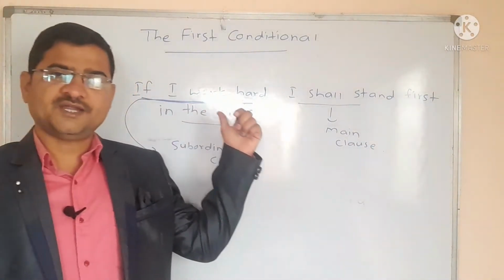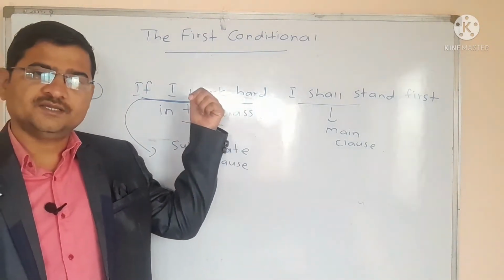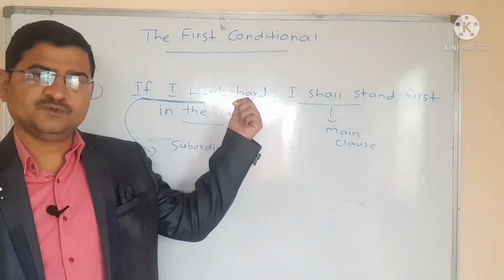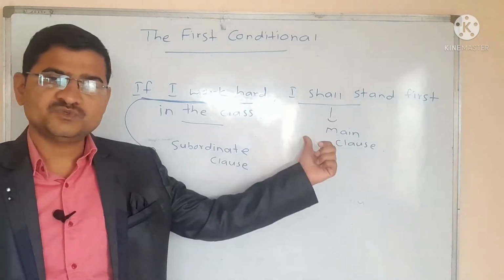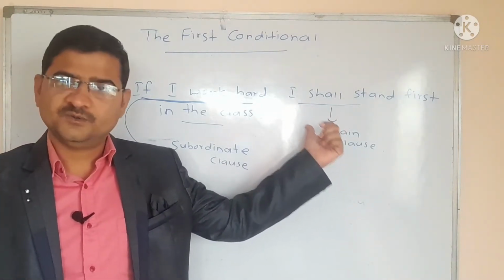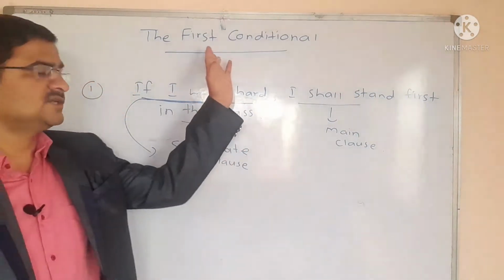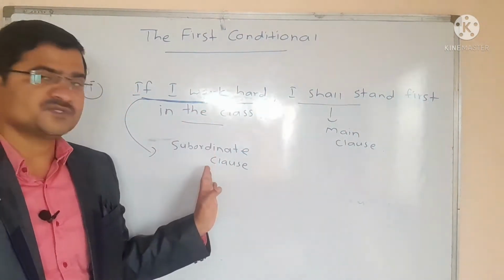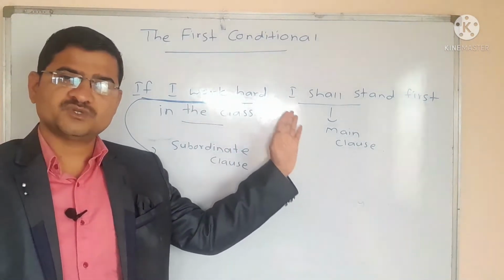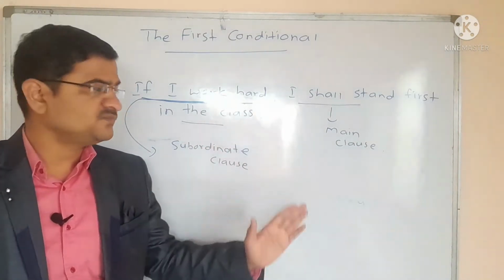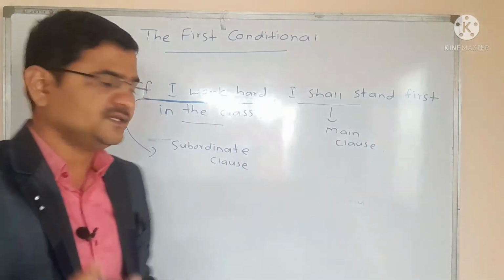Here try to understand the tense used in the subordinate clause. Here we have used simple present tense, and in the main clause we have used simple future tense. So in the first conditional, in the subordinate clause we make use of simple present tense, and in the main clause we make use of simple future tense. Sometimes we make use of modal auxiliaries also. Now we will study another example.